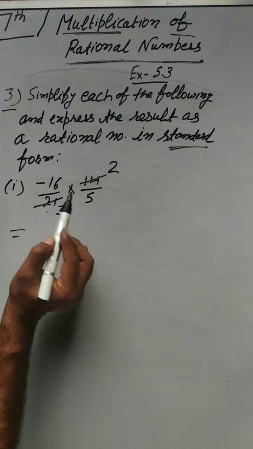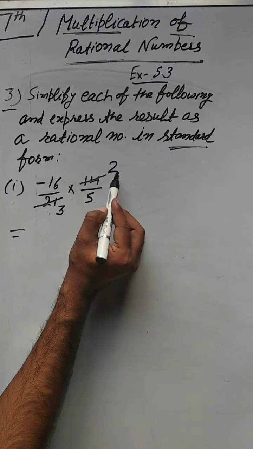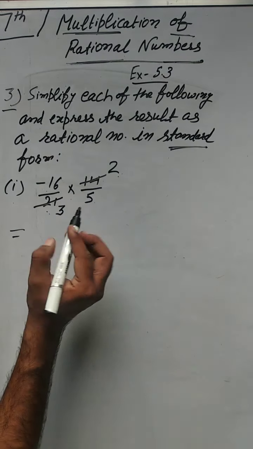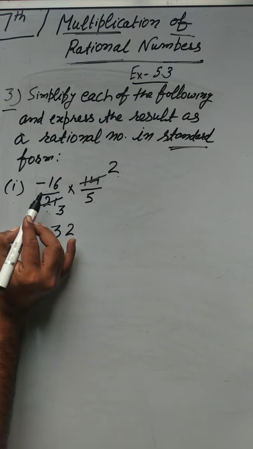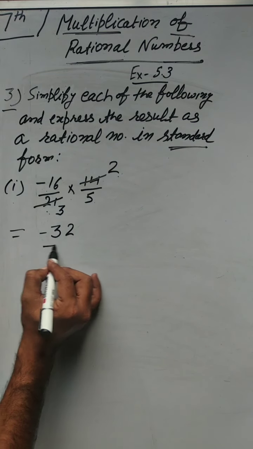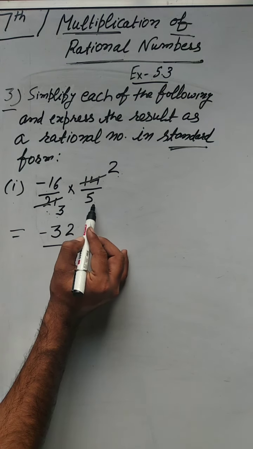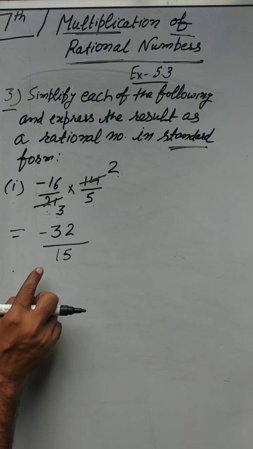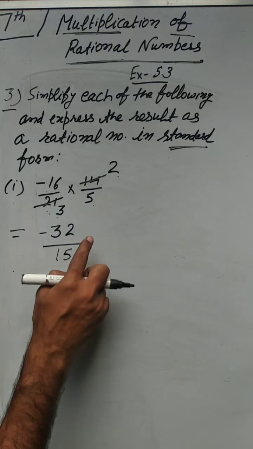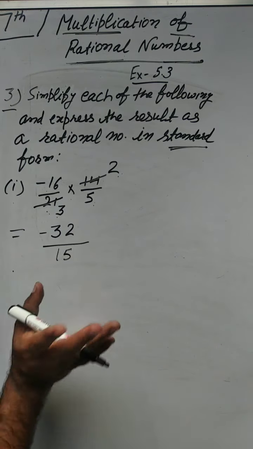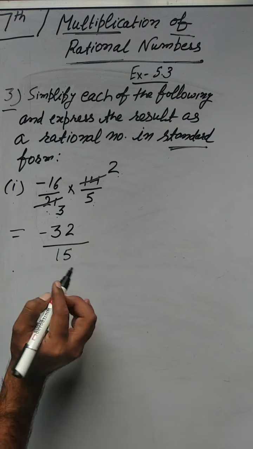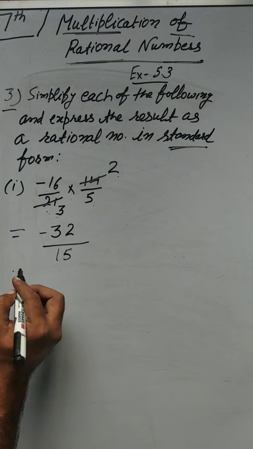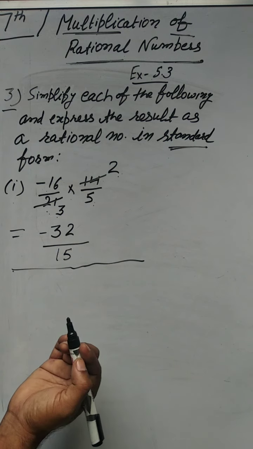Now what is here, beta? Minus 16 multiply by 2. 16 twos are 32. The sign will be minus. And 3 multiply 5, it will be 15. Now look, nothing is common here between 32 and 15. It is in the lowest form and also in the standard form because the denominator is positive. So that is your final answer. Understood, beta?